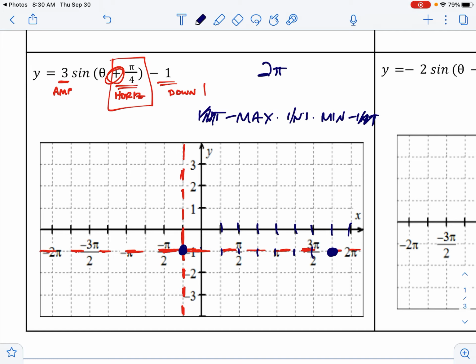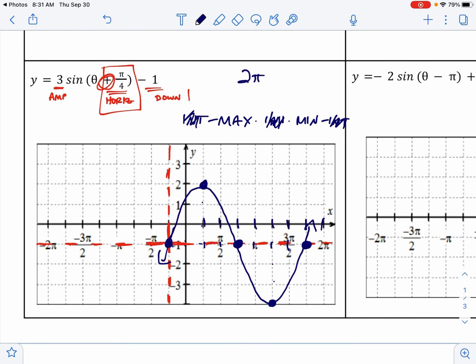Now my middle point is also an intercept, so halfway between these two. 1, 2, 3, 4. And halfway between the first two is my amplitude of 3. 1, 2, 3. Halfway between these two, 1, 2, 3. And I will have one complete cycle of my sine curve. And all these parts sort of help the process.